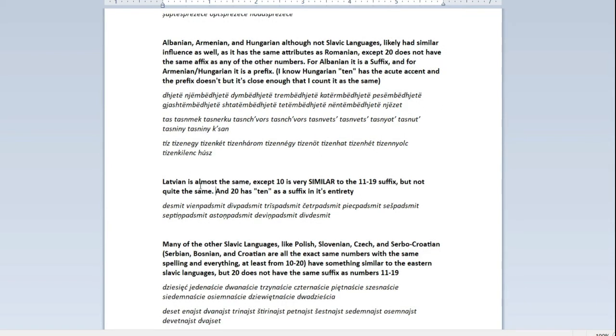Latvian, almost the same, except 10 is very similar to the 11 through 19 suffix, but not exactly the same. And 20 has the word for 10 in its entirety as part of the suffix.